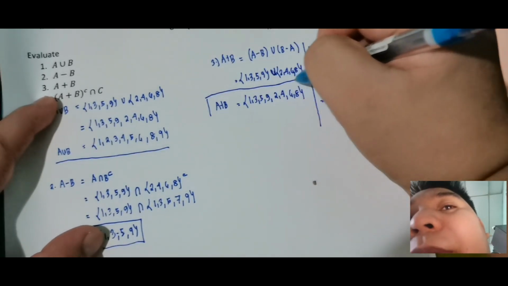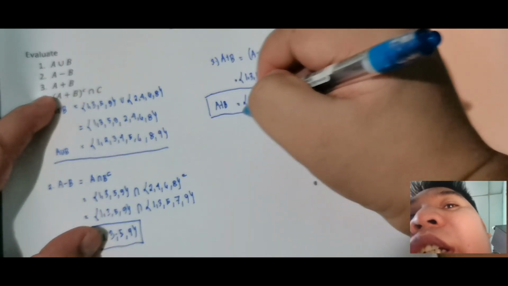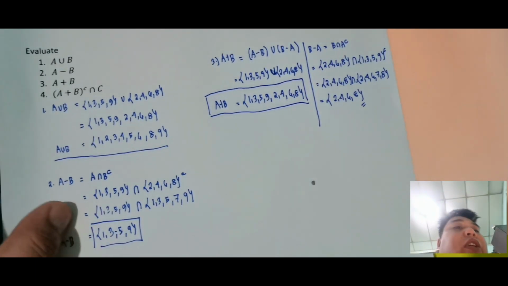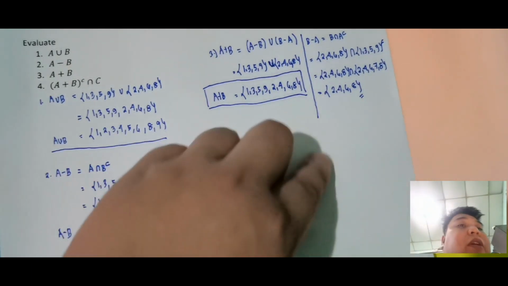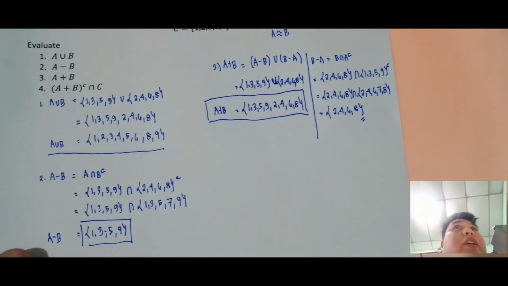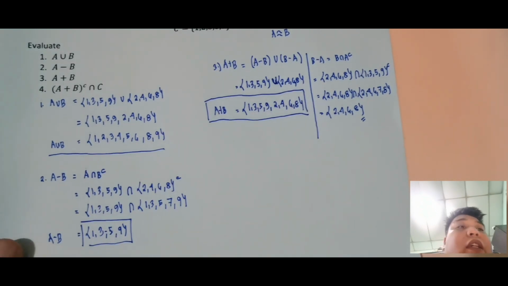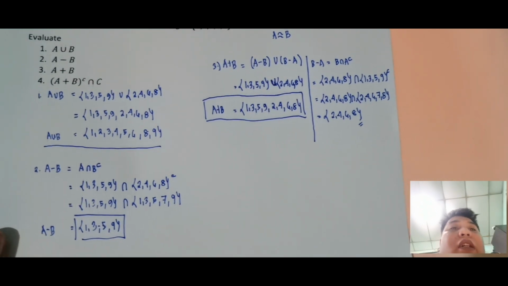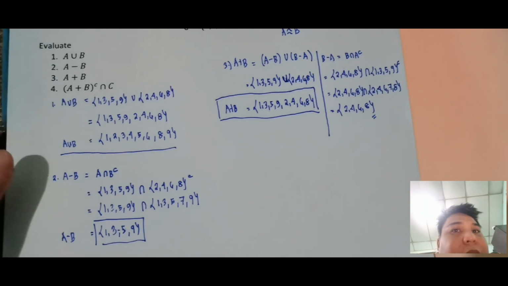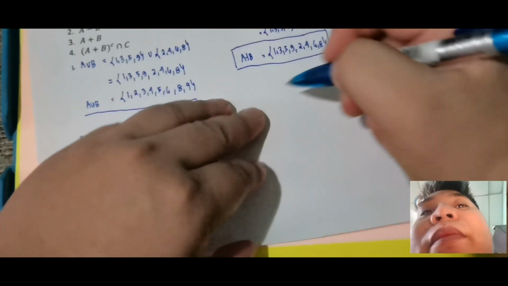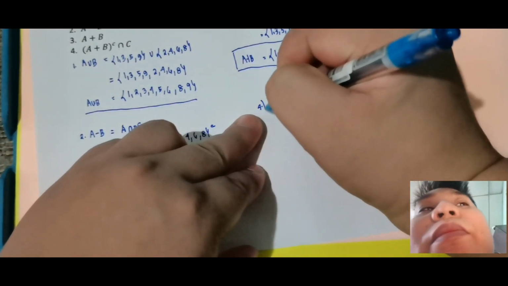So, tandaan nyo ha, pag meron nakalagay na arrange, in increasing or ascending order, i-arrange mo. Okay, pag number, syempre. So, hindi mo naman pwede sabihin increasing or decreasing order pag letter. Okay, so, doon naman ibang arrangement yun. Okay, so, next, punta na tayo doon sa may number 4, plus, bago tayo mag-move.